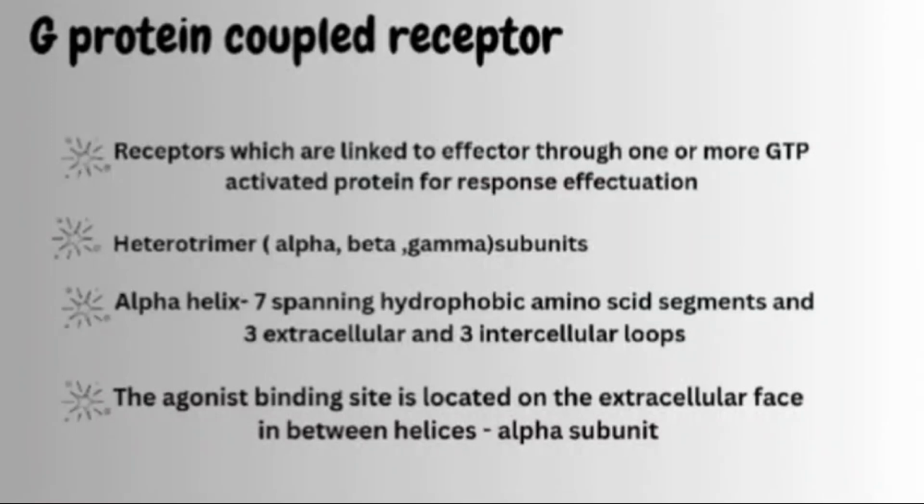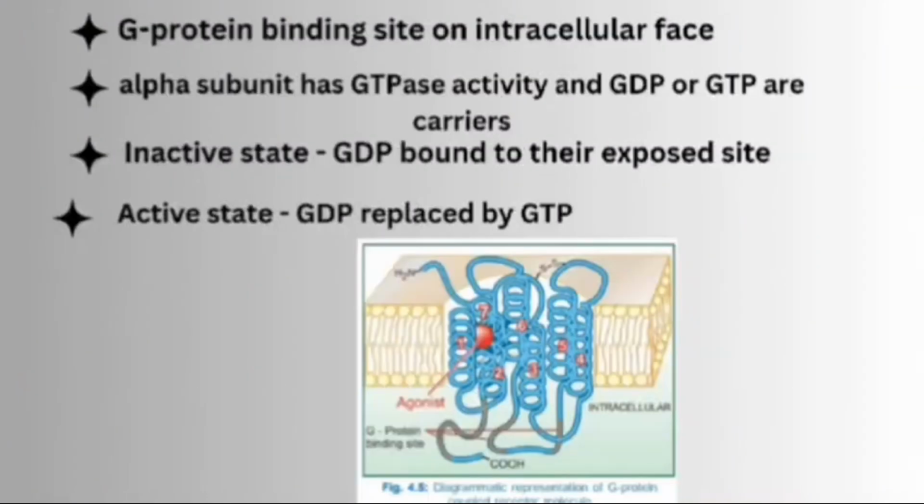Receptors which are linked to effector through one or more GTP activated proteins for response effectuation. Heterotrimer alpha, beta, gamma subunits are there. Alpha helix, 7 spanning hydrophobic amino acid segments, and 3 extracellular and 3 intracellular loops. The agonist binding site is located on the extracellular face in between the helices. G-protein binding site is on the intracellular face.